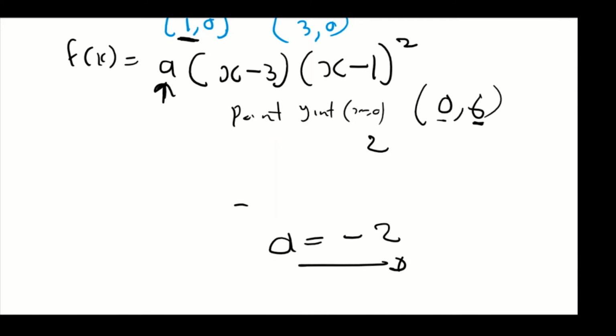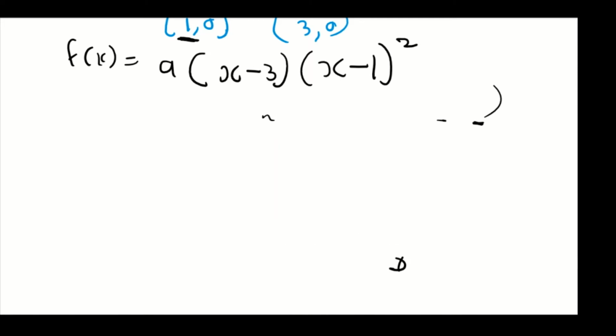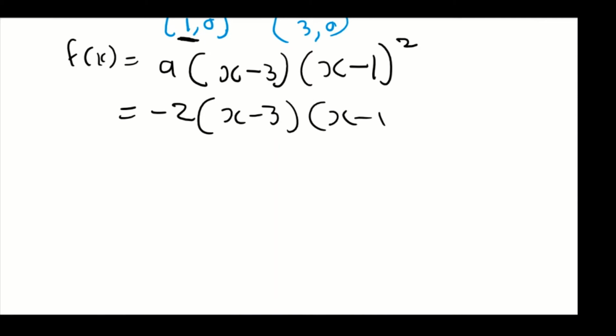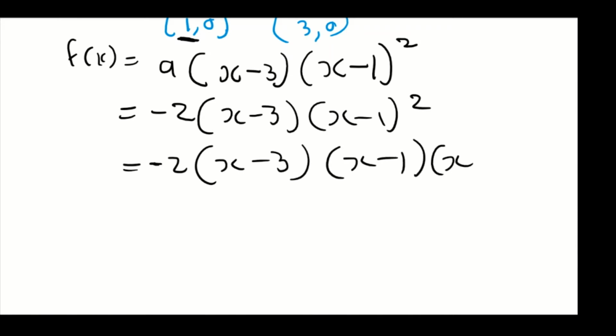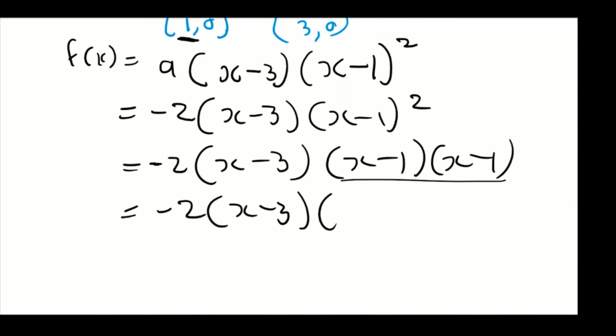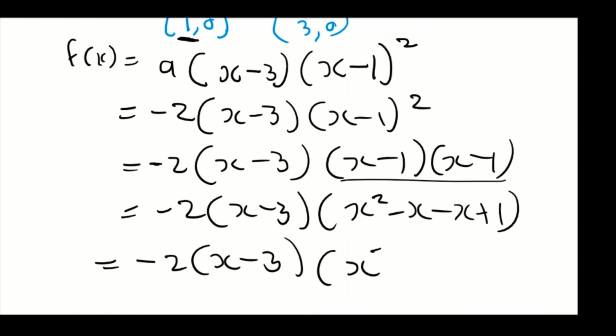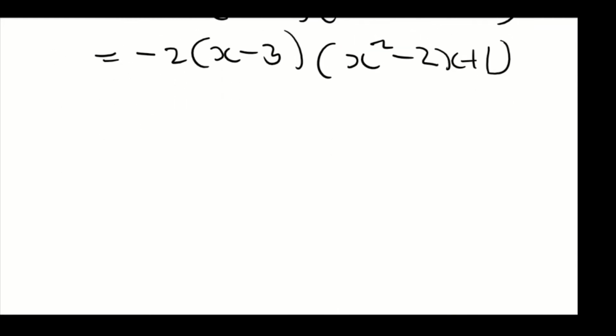Our a is minus 2, right? So it's going to be minus 2 into (x minus 3)(x minus 1) squared. We're going to expand this (x minus 1)(x minus 1), and then find the product. It's going to be x squared minus 2x plus 1, so minus 2 into (x minus 3)(x squared minus 2x plus 1). Then we're going to find the product of these two here.